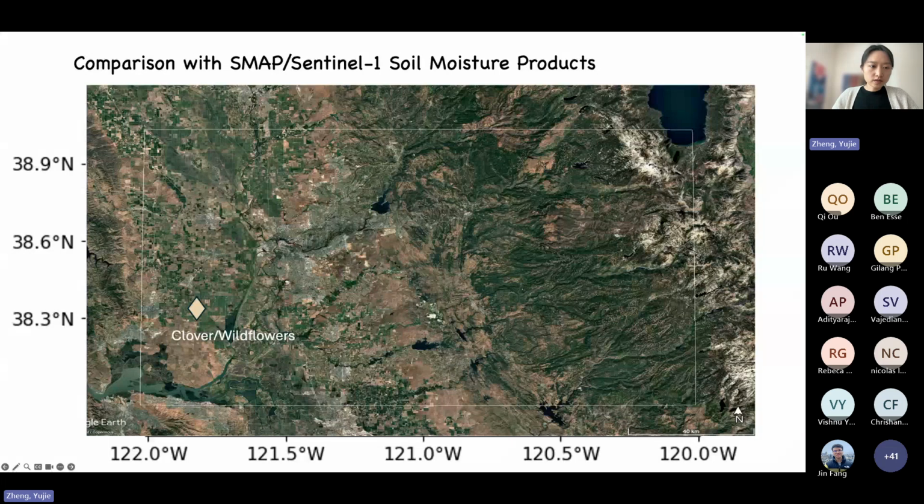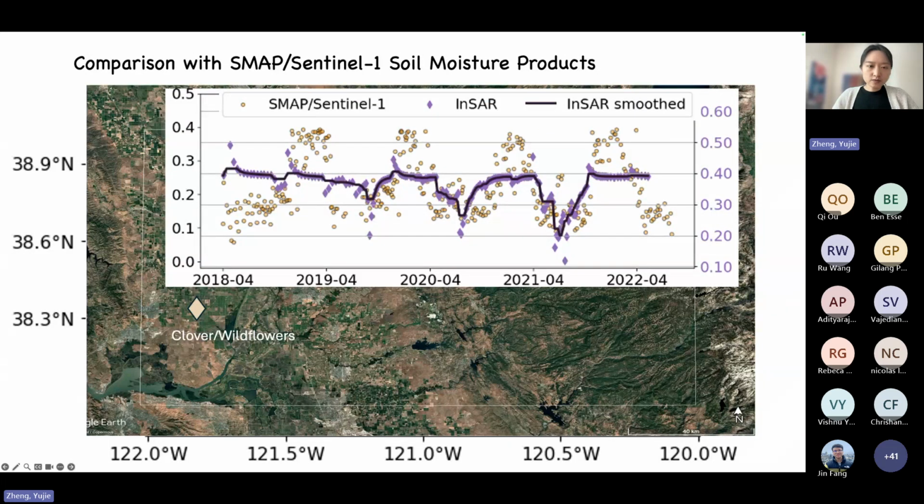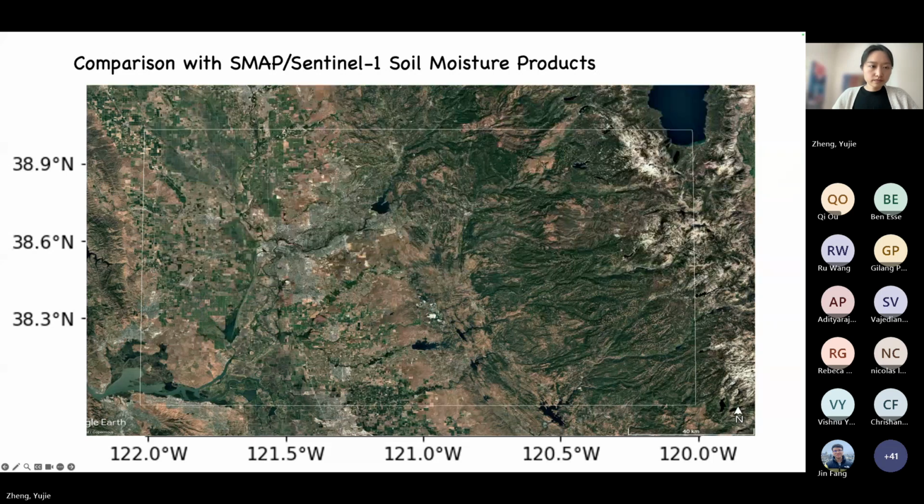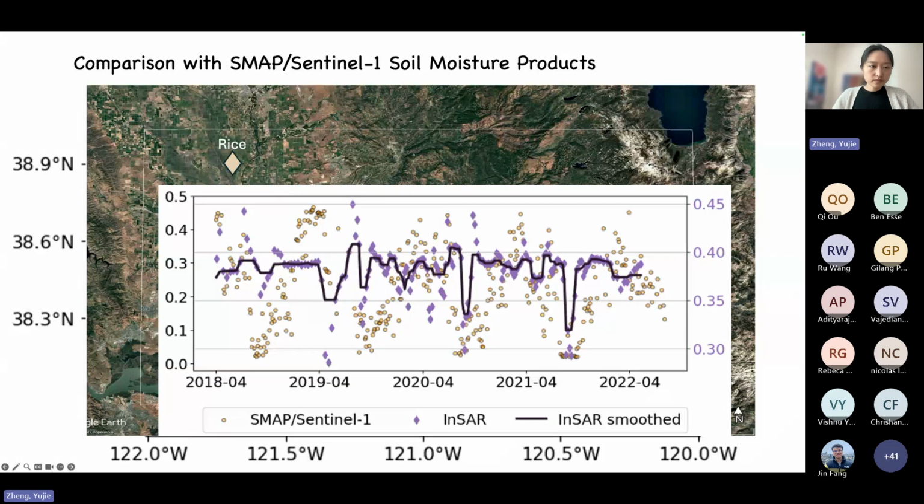That's the walnut fields, and this is the wildflower fields. Again, we're capturing the seasonal variations. And for the rice field, it's another story. In this one, the agreement is not that great, but rice fields are difficult to measure for SAR or InSAR. So we'll need more validation to test this.